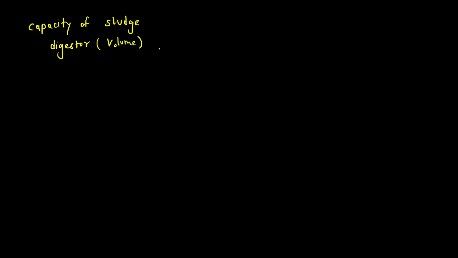Now what are the formulas related to this? The first formula for the sludge digester is the capacity of the sludge digester, that is nothing but the volume. Let's write it down. Volume we want to find out. There are two methods to find the volume, or capacity, of the sludge digester. I'll write both, and then we will see which formula to use in which case.